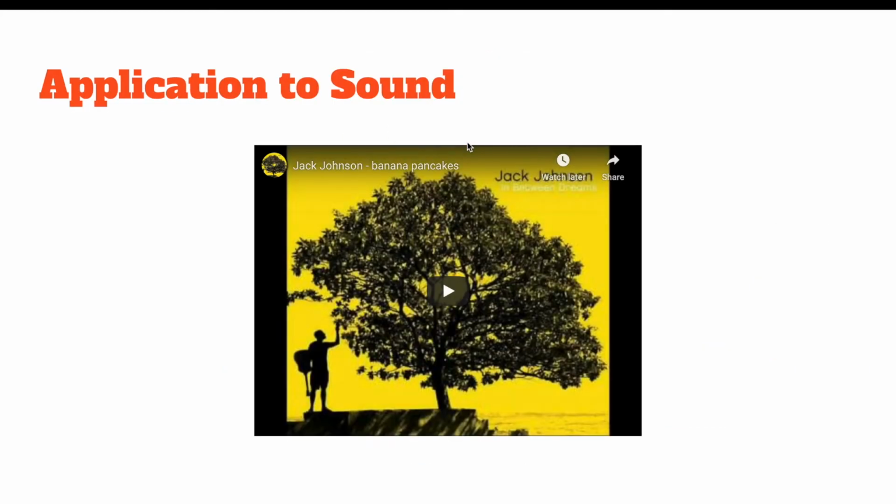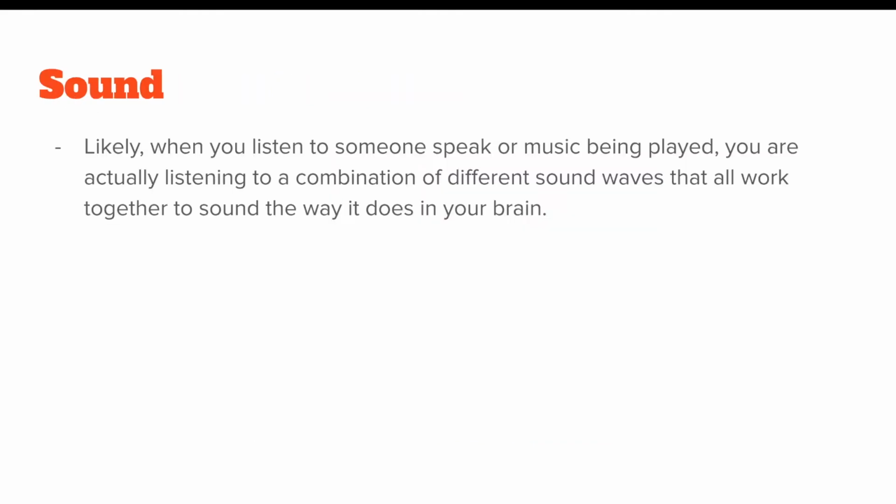Sound works in a very similar way. When you listen to a song, you're listening to a combination of different notes that come together to form one sound that your brain interprets in that specific way. So when you listen to someone speak or music being played, you're actually listening to a combination of different sound waves that work together to sound the way that it does.